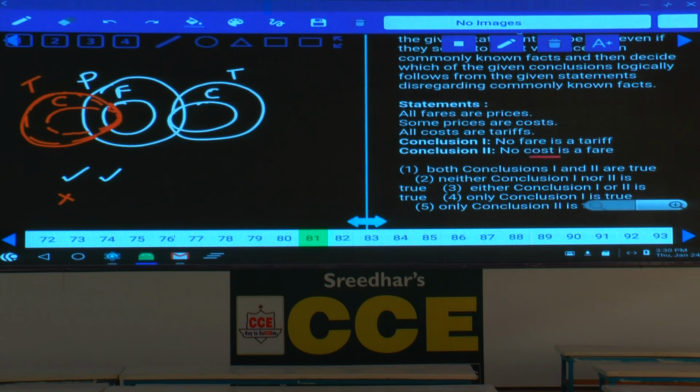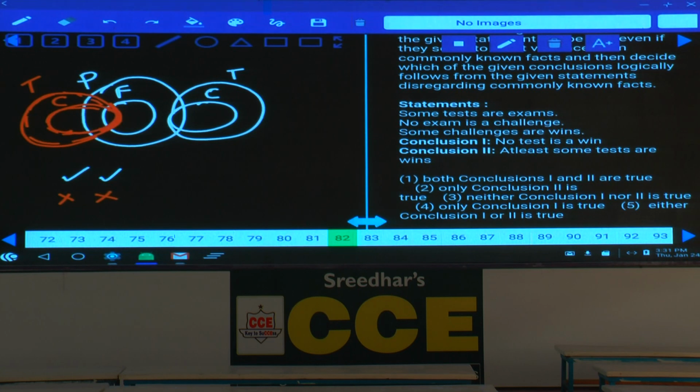No cost is fare means in order to prove this one false, now we have drawn the complementary pair, that is some cost are fares is true. As some cost are fares is true, no cost is a fare will be false. Then what is your answer here? Neither 1 nor 2, choice 2 is the answer. Alternate diagram proven, previous negative conclusion will be false.